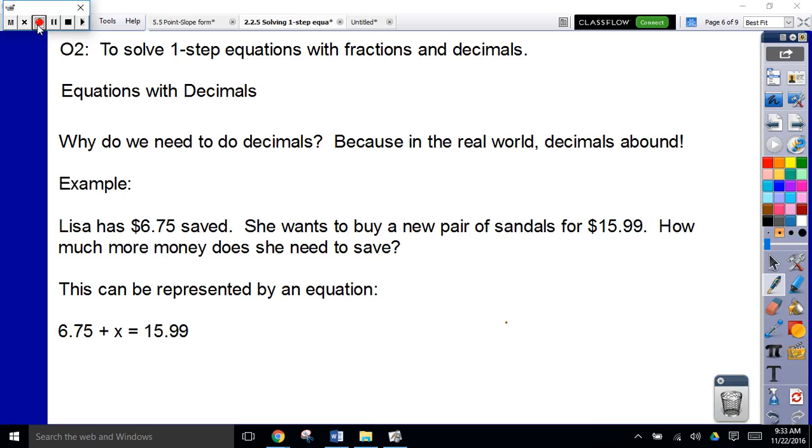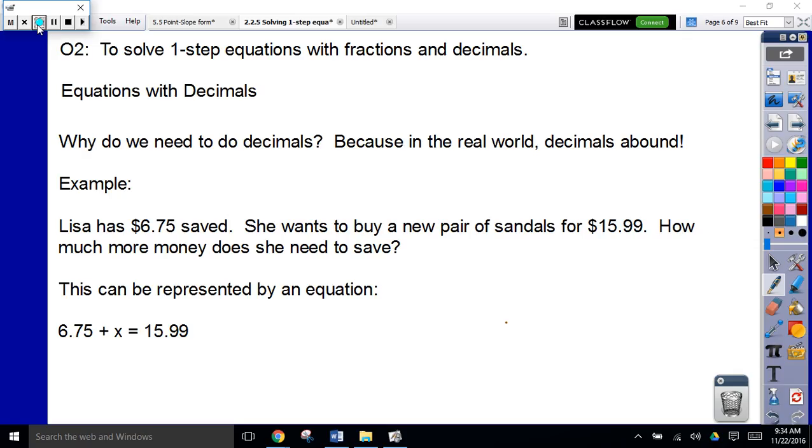Here's an example of an equation that we might write using decimals. Lisa has $6.75 saved. She wants to buy a new pair of sandals for $15.99. How much more money does she need to save? Well, if you weren't writing an equation, you would probably just say, we're going to take $15.99 minus $6.75 and we'll get our answer. When we're writing an equation, we say, she has $6.75 plus she needs to save some more. So that's our plus x because we don't know how much she's going to save. And that's going to be a total of $15.99.